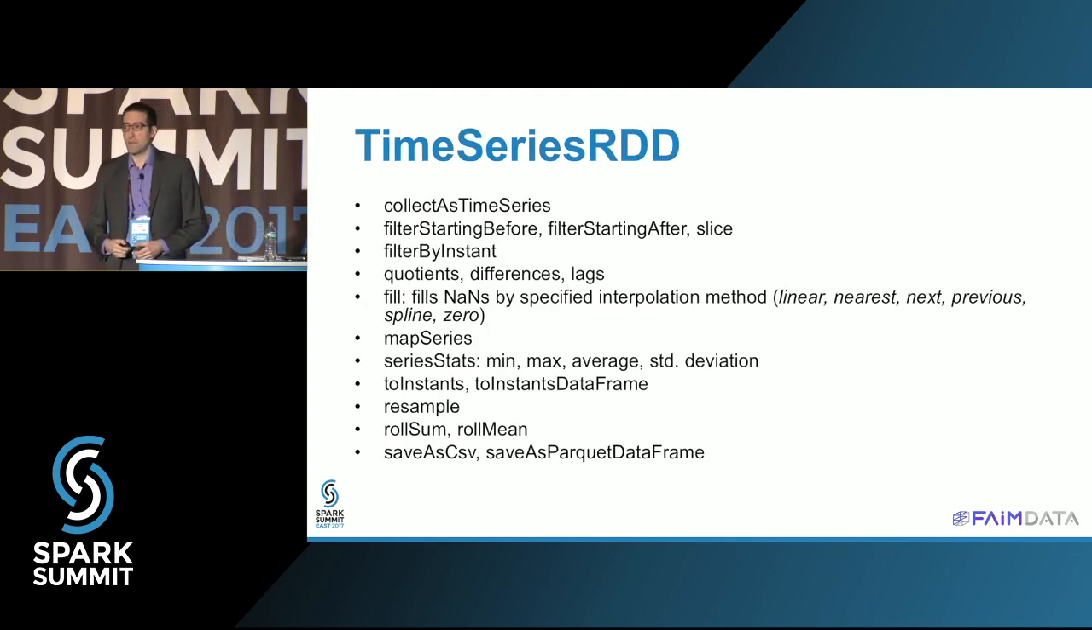So what can we do on these time series RDD objects? Well, we can collect them as local time series. We can slice them in time, so take subsets of that time series. We can filter out some instance in time based on a custom filtering function. We can take quotients, differences, lags. We can fill in missing values using pre-specified interpolation methods. We can obtain summary statistics like min, max, average, standard deviation. We can transform to row-based representation, as we've talked about, with two-instance or two-instance data frame.